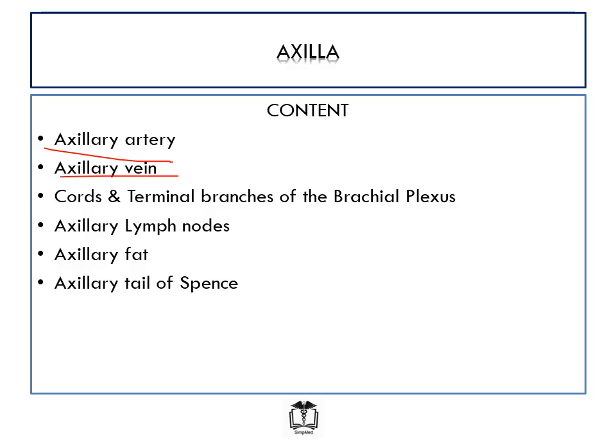And the neural structures that we find in the axilla tend to be the brachial plexus, particularly the cords and the terminal branches of the brachial plexus. We talked about this extensively in our module on the brachial plexus. Alongside the neurovascular structures, we have some minor structures we find in the axilla. This includes the axillary lymph nodes, the axillary fat, and the axillary sheath. We'll talk about the axillary lymph nodes when we talk about the lymphatic drainage of the upper limb.